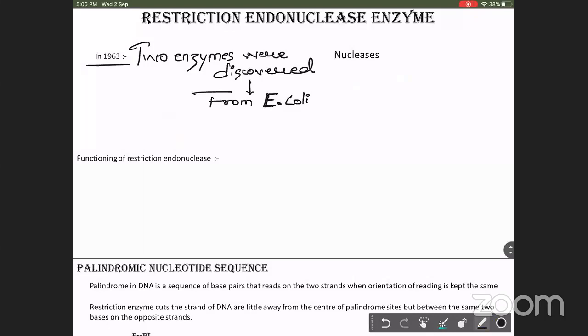Now you do not have to be concerned more with the names of these different organisms, but you have to know them, because sometimes they will not give you E. coli, or they will just give you the genus, that is Escherichia. So you have to remember that in E. coli, E means Escherichia. So two enzymes were discovered from Escherichia coli.